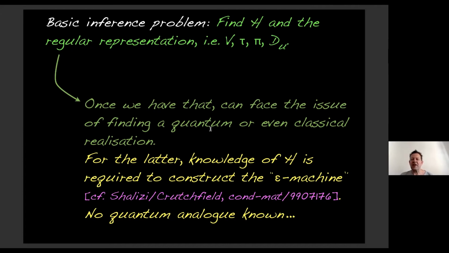Yeah, so it looks like we're being very modest. All we want is some of these GPT realizations, or even just a linear representation without the positive cone. But why this can be useful is, for a classical realization, knowledge of H, which is somehow encoded in these finite elements, V, tau, pi, and d_u, is enough to construct the so-called epsilon machine, which is a specific kind of memory model, which can easily be infinite, pioneered by Crutchfield. I just mention this is not even the most useful thing for a classical hidden Markov person. But even this, as far as I know, we don't have a quantum analog of.